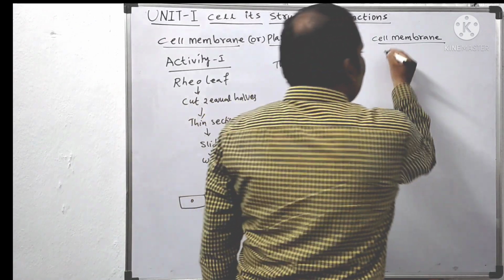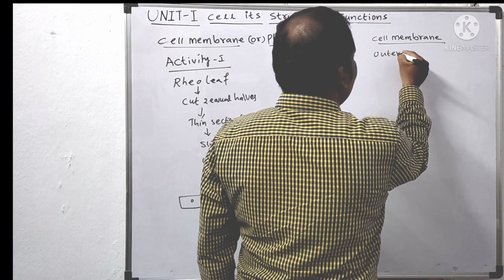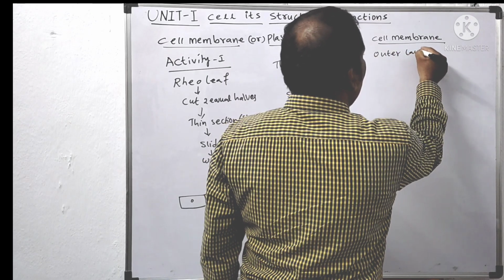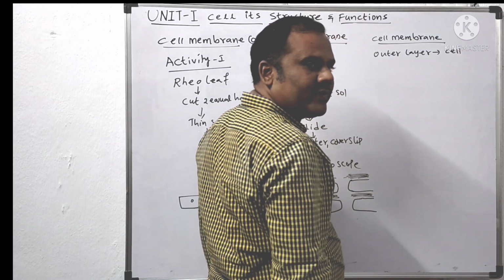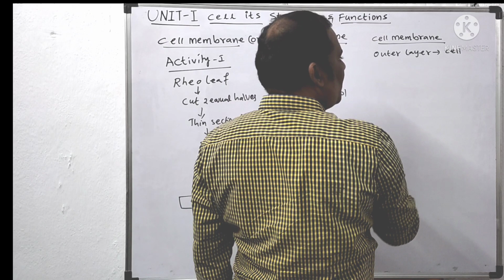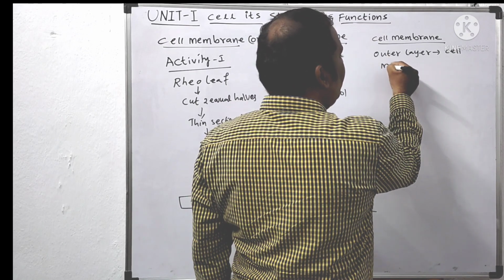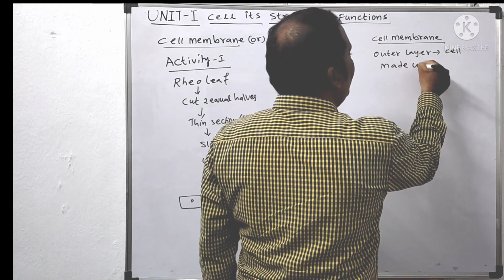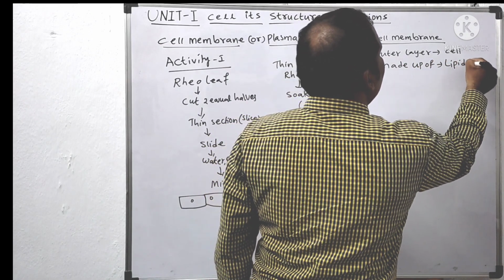Plasma membrane. The cell membrane is the outermost layer, the outer layer of the cell. This cell membrane is made up of lipids and proteins.